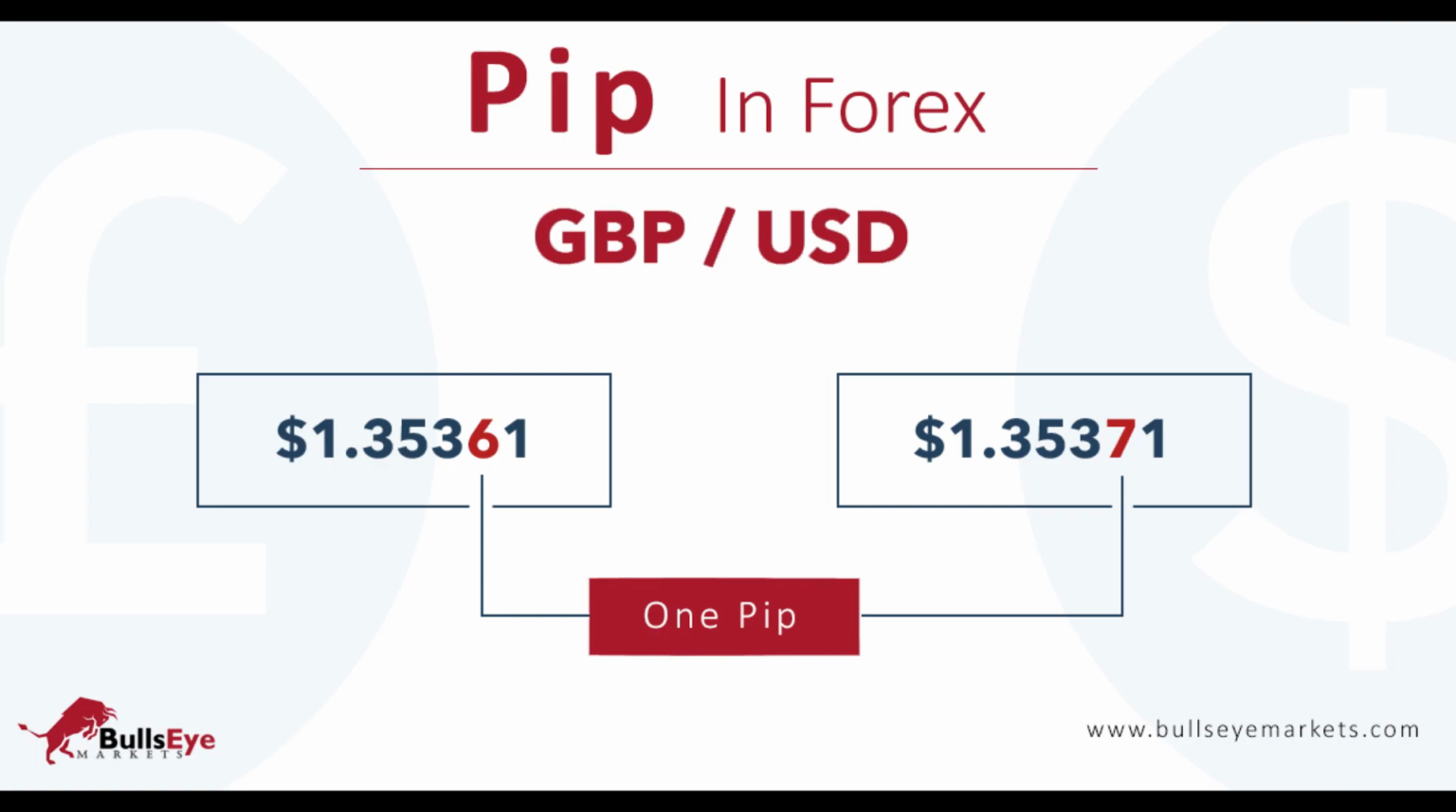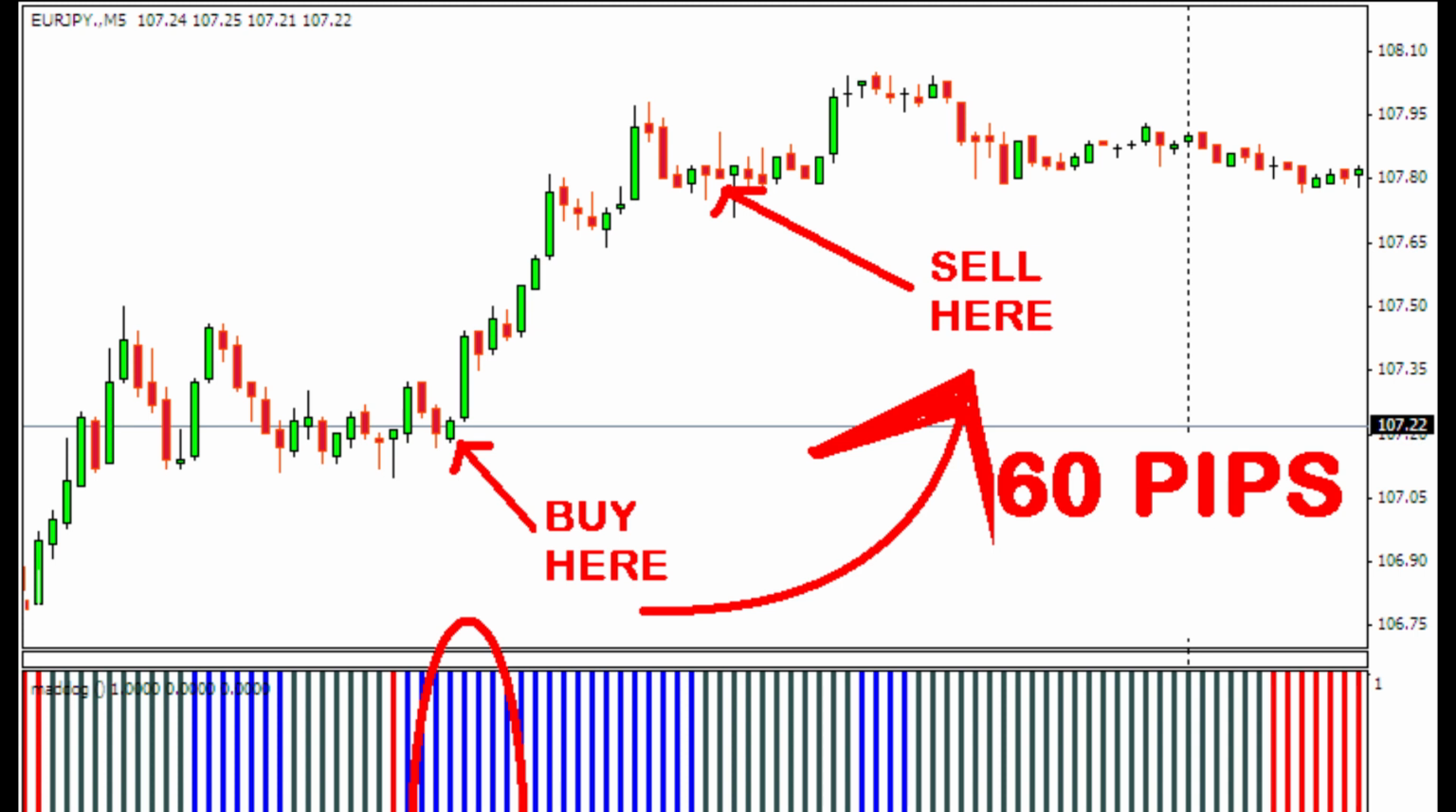So if you've taken a buy trade and the price moves from here to here, then we can say it has moved 10 pips in profit, or 20 pips in profit, or 30 pips in profit. The pip represents that smallest or minutest change in the price of the currency.